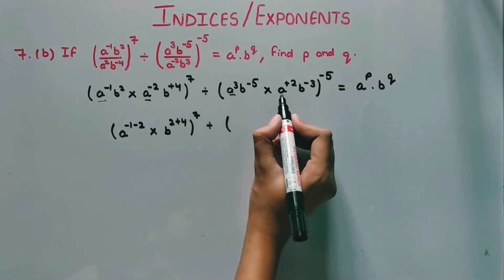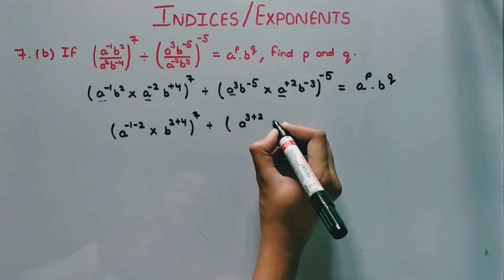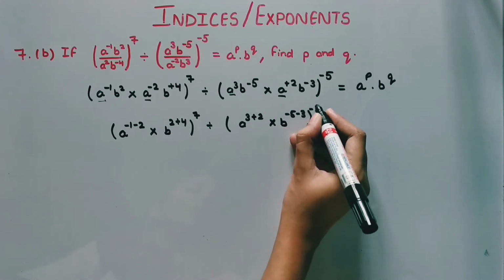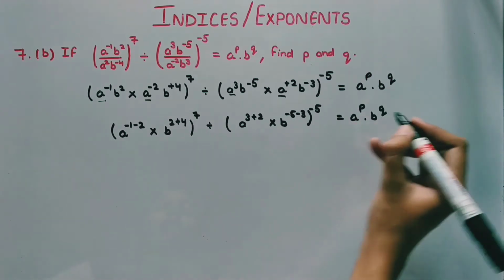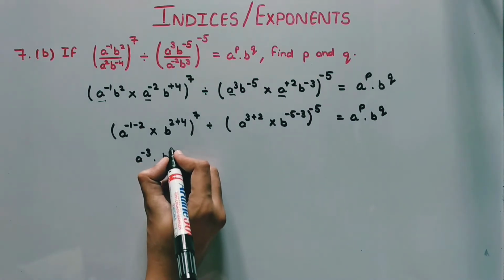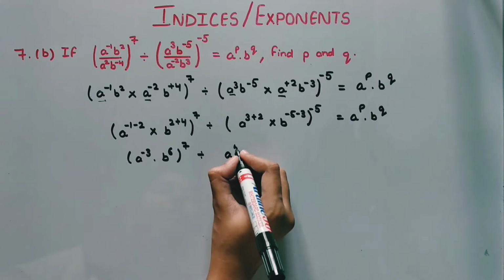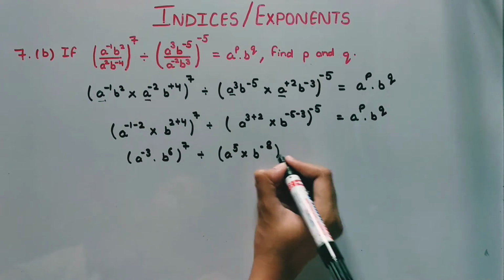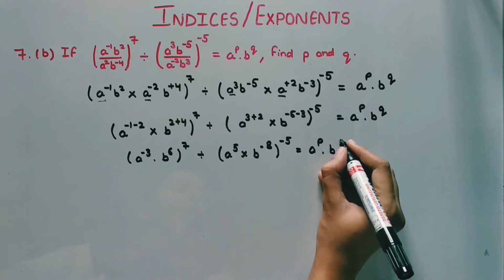Here two same coefficients, powers will be added. A raised to power 3 plus 2, multiply by b raised to power minus 5 minus 3, whole power minus 5, that is equal to a raised to power p multiply by b raised to power q. This will be a raised to power minus 3 into b raised to power 6, whole power 7, divided by a raised to power 5 multiply b raised to power minus 8, whole power minus 5, that is equal to a raised to power p multiply b raised to power q.